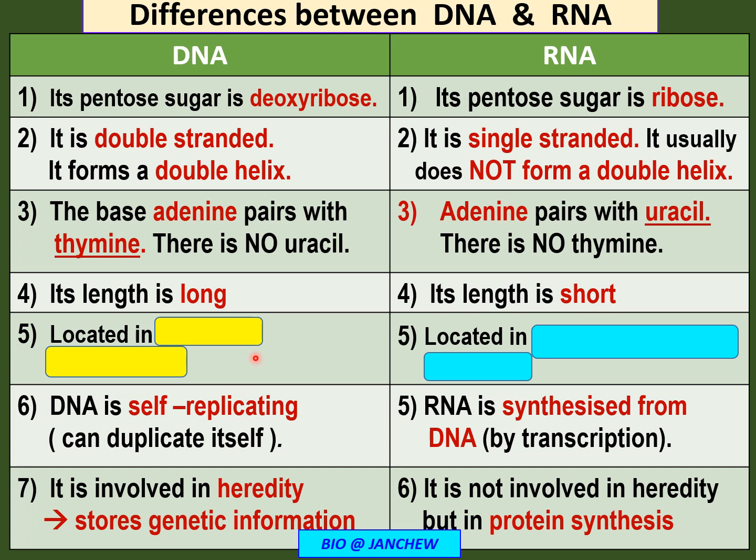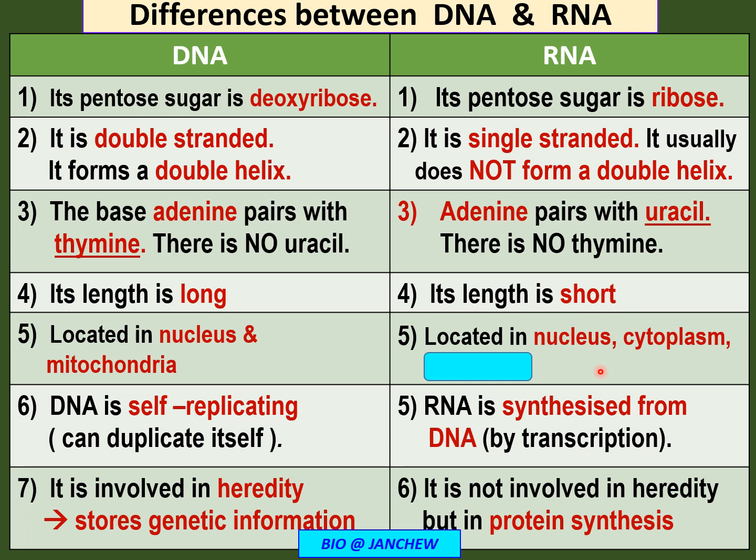Now, DNA is located in which part of the cell? 2 organelles. Nucleus and mitochondria. And RNA, where's RNA located? Nucleus, cytoplasm, and ribosome. Now, DNA is self-replicating.